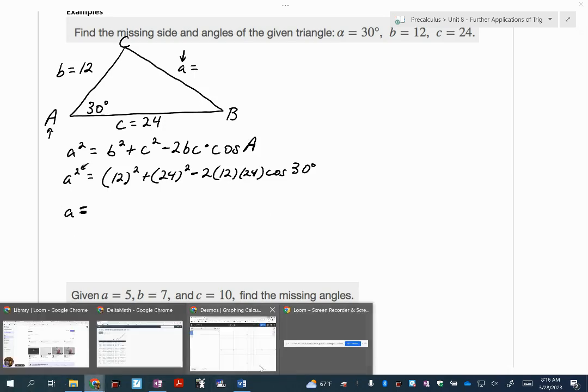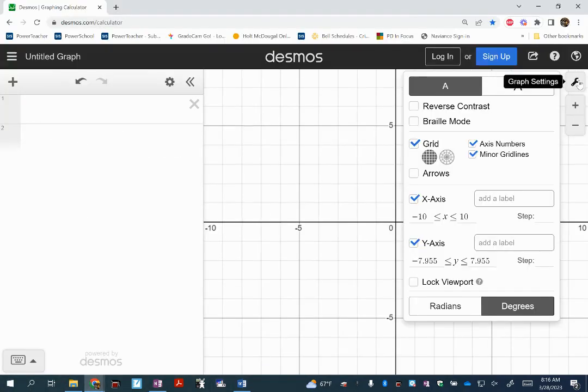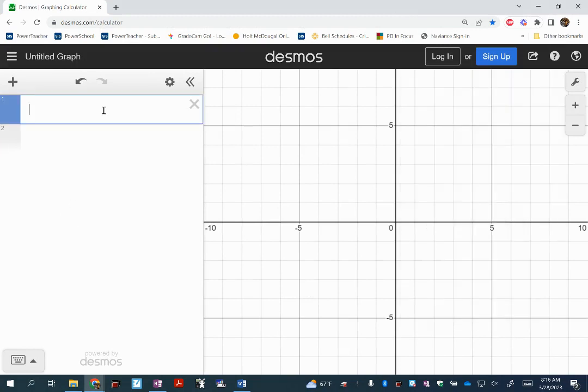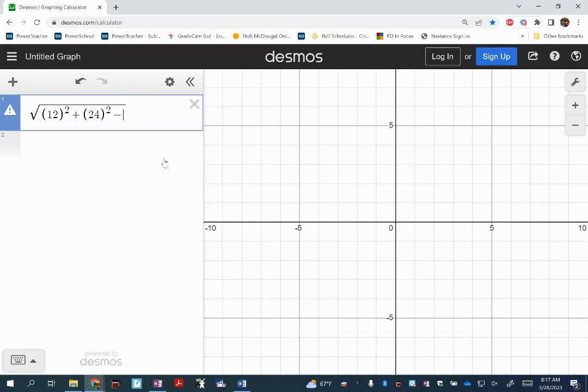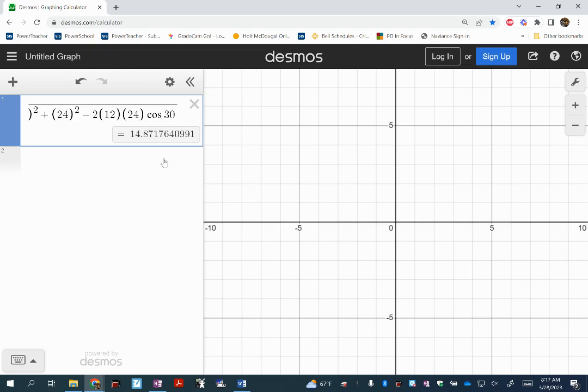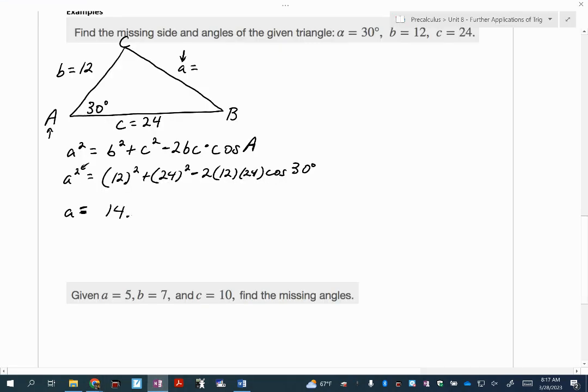So if you pull up your calculator, make sure to click the wrench first, make sure you click degrees. So I'm going to type in square root, and then I'm going to have 12 squared plus 24 squared minus 2 times 12 times 24 times the cosine of 30 degrees. So if I round that to the nearest tenth, I get 14.9. So side length A is 14.9 units.